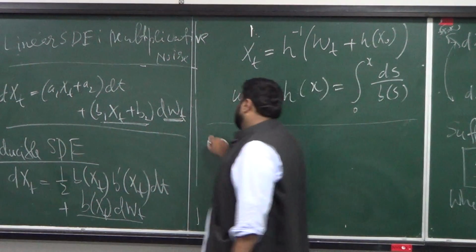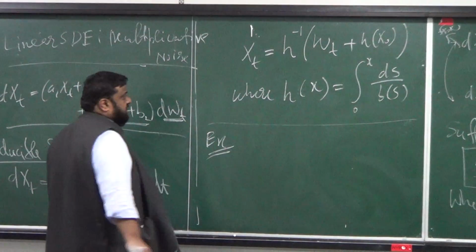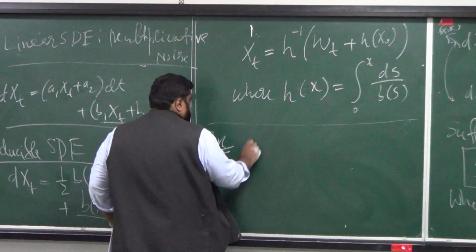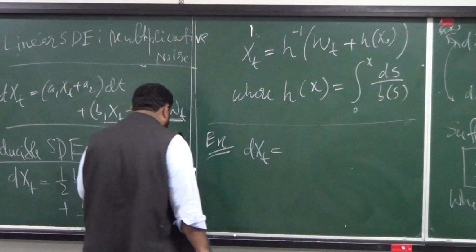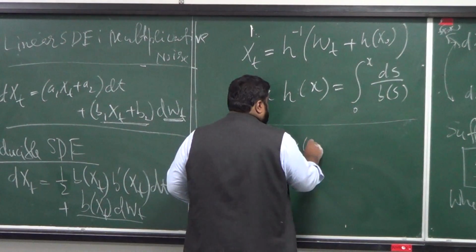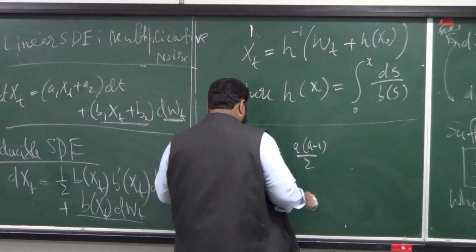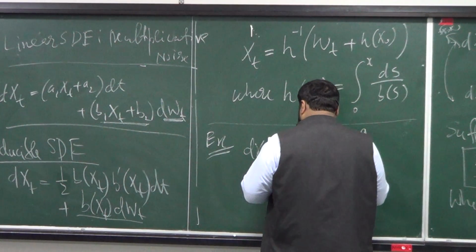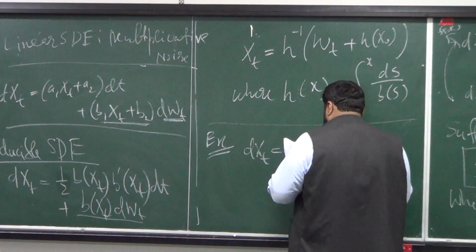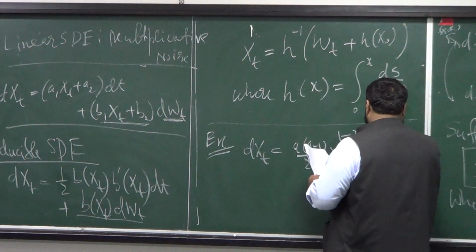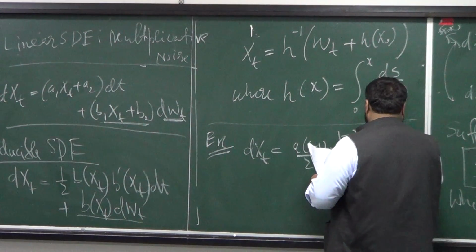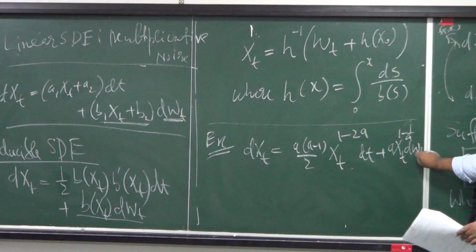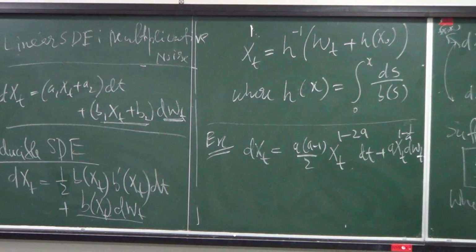For example, here's one example. Imagine you have this seemingly nonlinear SDE: a times (a minus 1/2) times x_t to the power 1 minus 2 over a, dt, plus a times x_t to the power 1 minus 1 over a, dW.